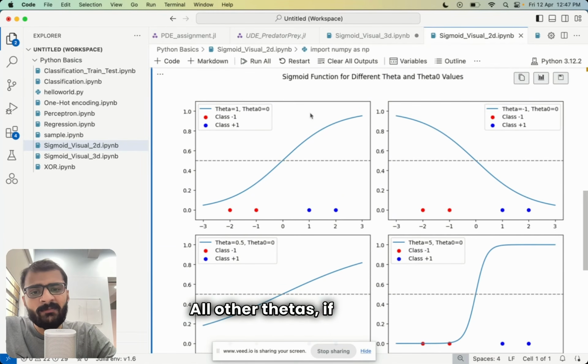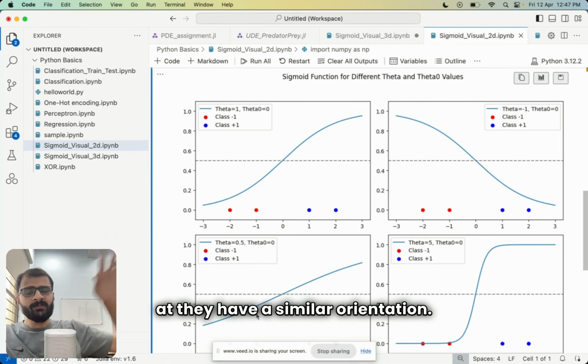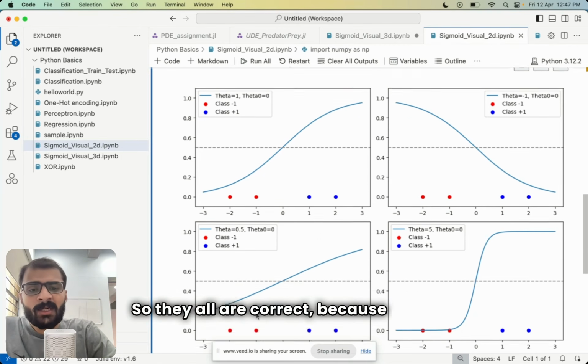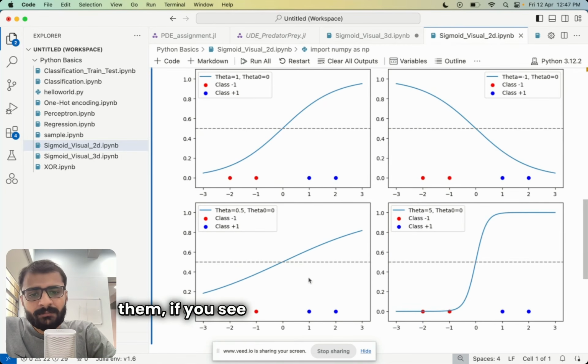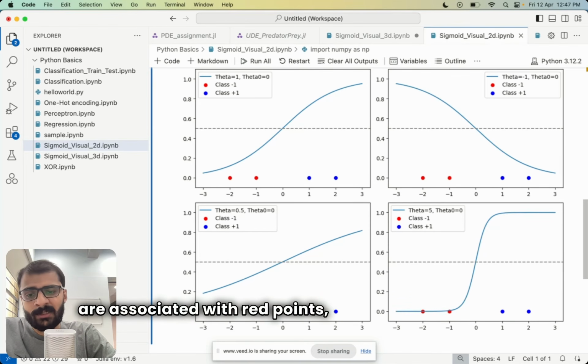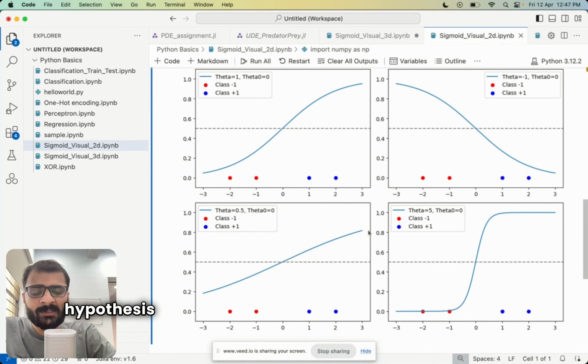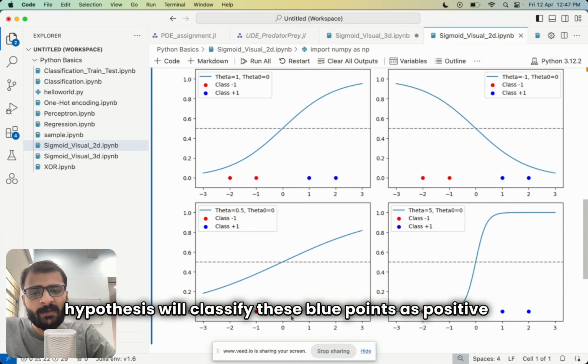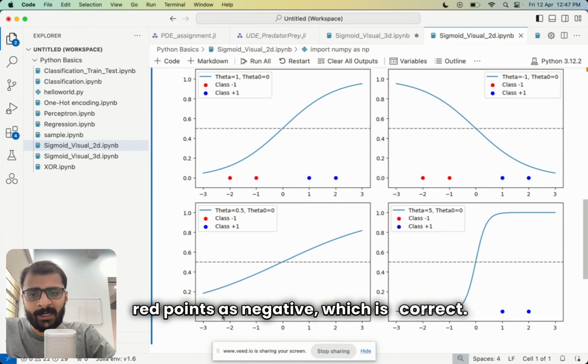All other thetas, if we look at, they have a similar orientation. So they all are correct because for all of them, if you see, values greater than 0.5 are associated with blue points, and values less than 0.5 are associated with red points, which means that our hypothesis will classify these blue points as positive and red points as negative, which is correct.